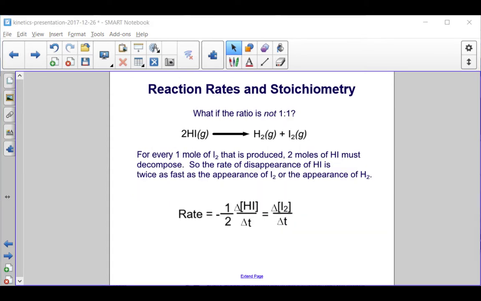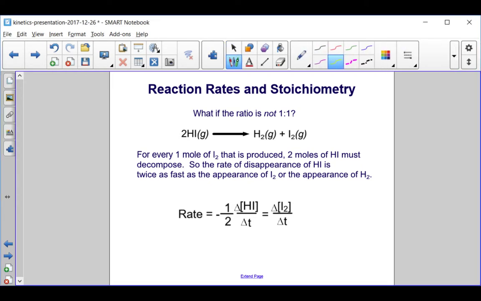What if the ratio is not 1:1? So here I have a reaction that has 2 moles of HI, to produce 1 mole of H2 and 1 mole of I2. For every 1 mole of I2 that is produced, 2 moles of HI must decompose. So the rate of disappearance of HI is twice as fast as the rate of appearance of I2 or the appearance of H2. And so we indicate that by this coefficient here. It's 1 over the stoichiometric coefficient because we have a 2 here.